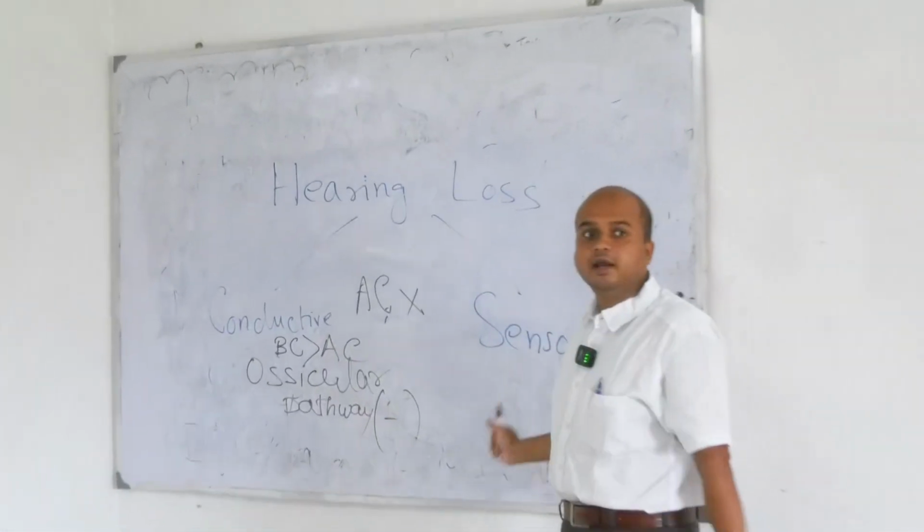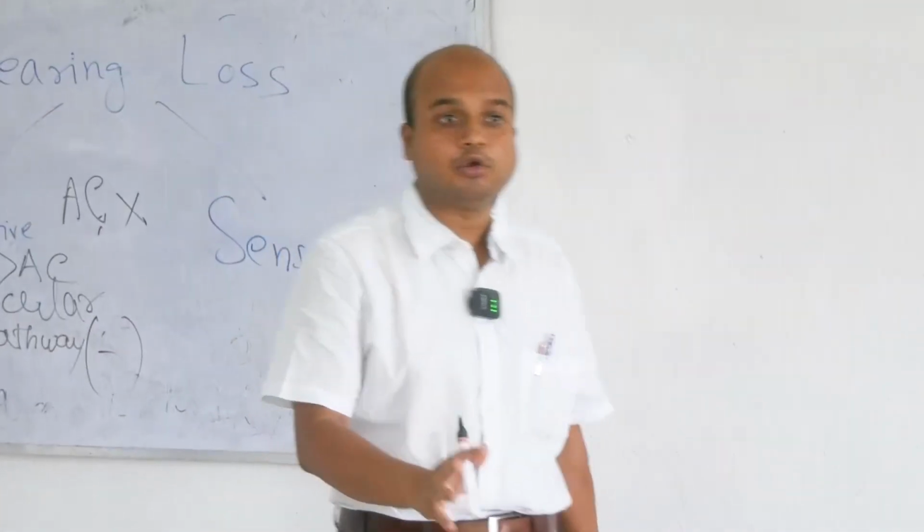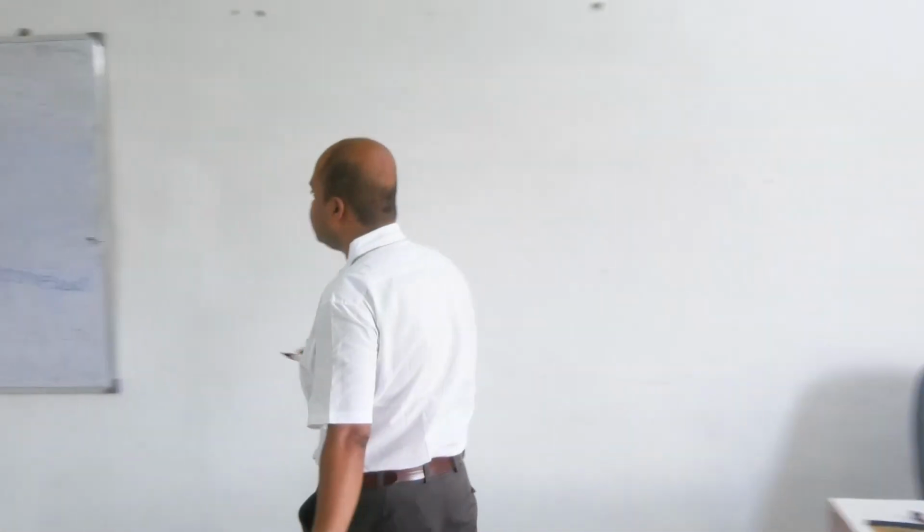Now in sensory neural hearing loss, the conductive pathways are okay. In sensory neural hearing loss, what should you write? AC greater than BC or BC greater than AC? Both are low, so AC greater than BC. Sensory neural hearing loss.